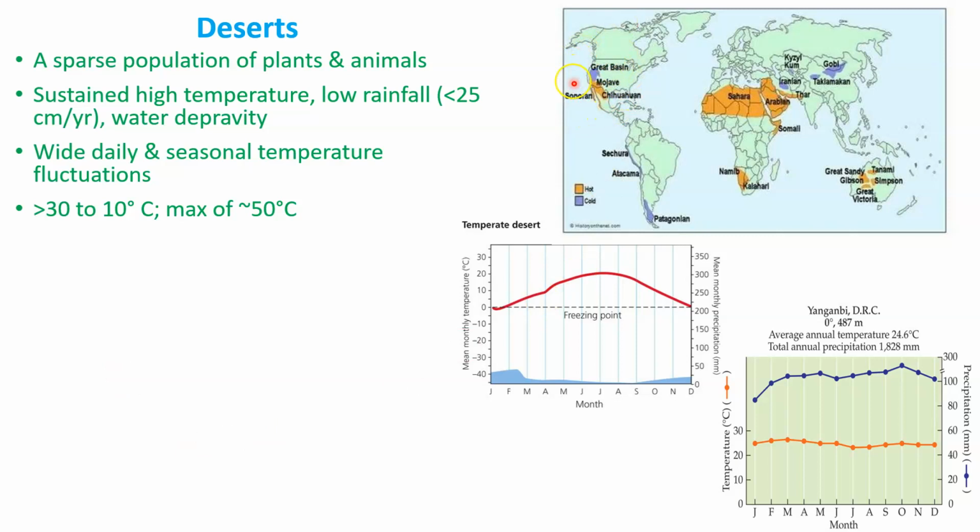Best examples could be taken from these North American deserts that you find in the western and the central part of the country. Sometimes temperature on a daily basis can fluctuate from anywhere over 30 degrees during daytime to anywhere around 10 degrees during nighttime. In temperate deserts during winter, temperature can drop below zero.